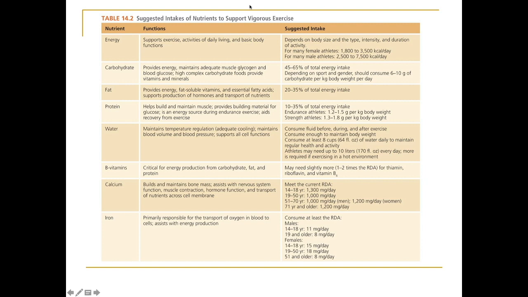But if you are engaging in vigorous exercise, or really exercise in general, your nutrient intakes are going to be required to increase in order to compensate. So you're probably going to need more energy in the form of calories, because that's what we need to support exercise plus the activities of daily living. And this is dependent on your body size and type, especially as well as the intensity and duration of activity. Many female athletes require between 1,800 and 3,500 calories a day. Many male athletes require between 2,500 and 7,500 calories a day.